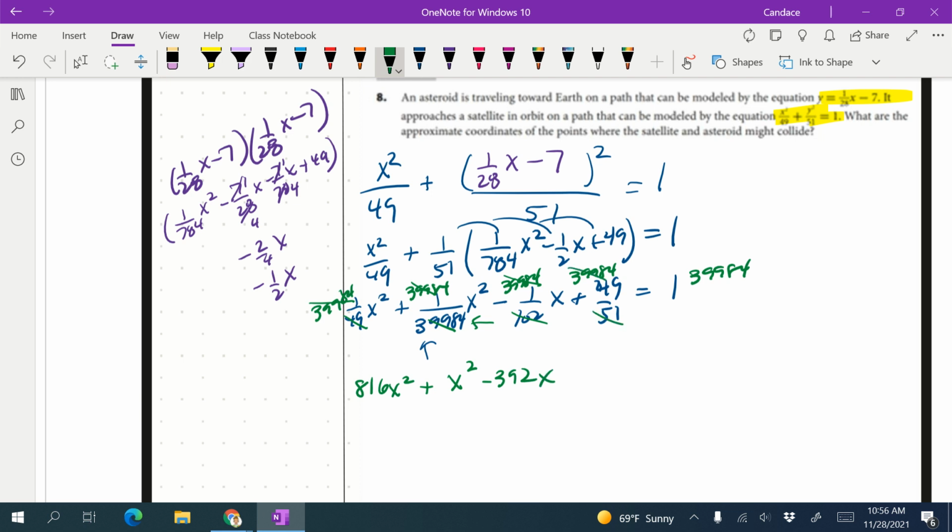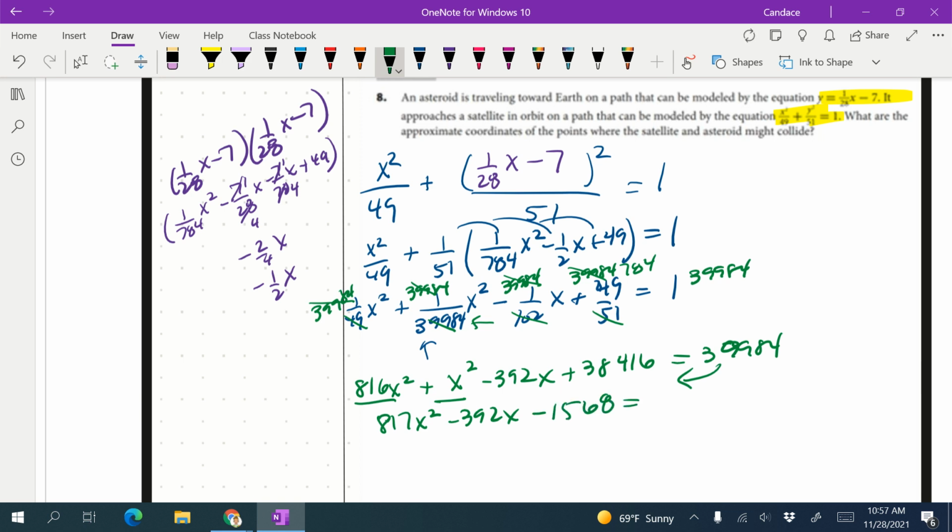And then 51 goes in there. 39984 divided by 51 is 784. I'm going to multiply that by 49, and I get 38416 equals 39984. We're going to do some more combining like terms. So I'm going to put together my squared terms. So 817x squared minus 392x. And then I'm going to subtract this to the other side. So when I do that, 39984, I end up with negative 1568 equals 0.